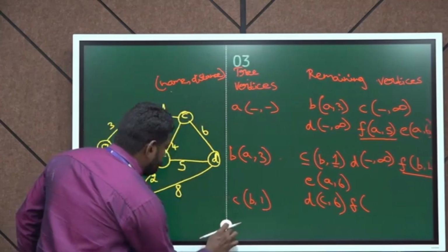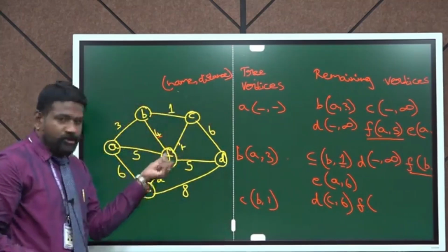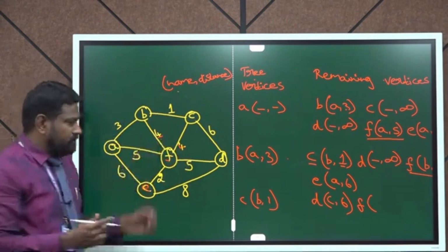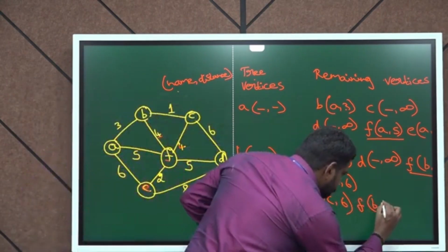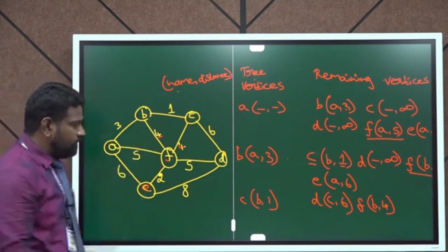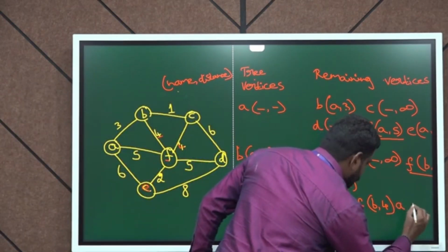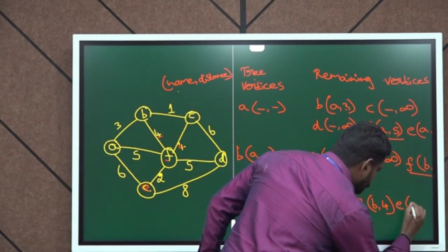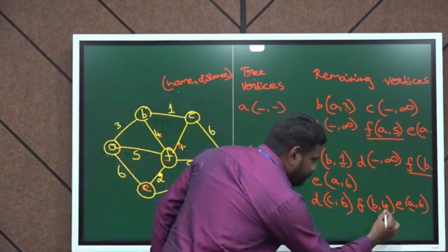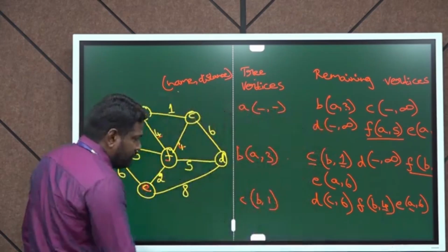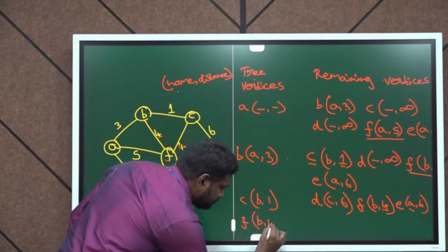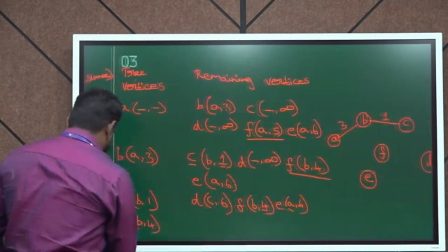And for F, from C the weight value is also 4. From B also we have the weight value 4. So we are continuing with the previous value B comma 4, and the last vertex is E. We do not have an edge from C to E, so we are continuing with the previous vertex value. Here you can see the minimum weight value is 4, that is from B to F. So that is going to be my next tree vertex.